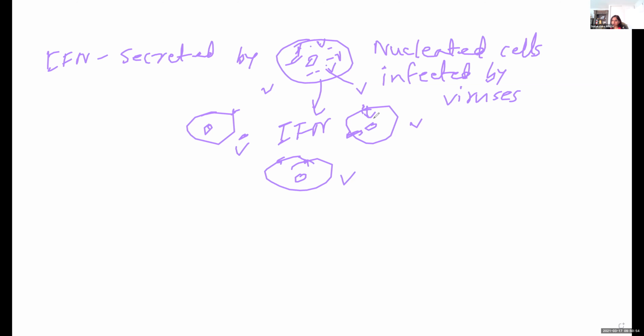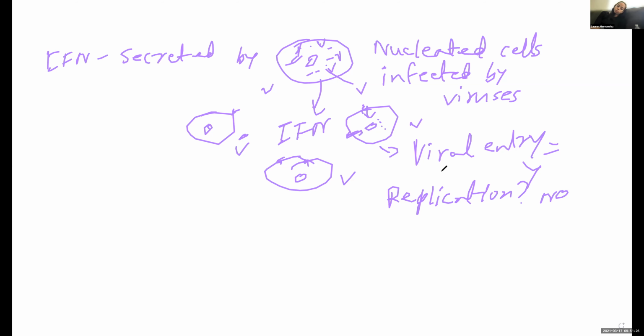So these nucleated cells that get the dose of interferon, remember: can the virus still enter these cells? Can a virus enter a cell that has already received the interferon? Yes. So viral entry will happen. The virus will enter, but can it replicate? No. So basically, the virus comes inside, can't replicate, and just stays within.